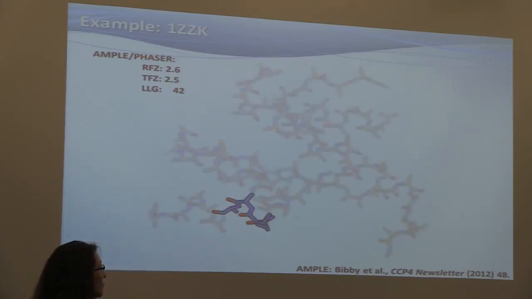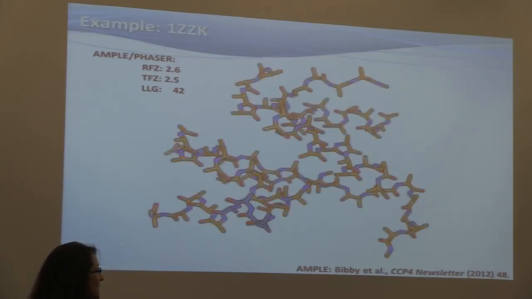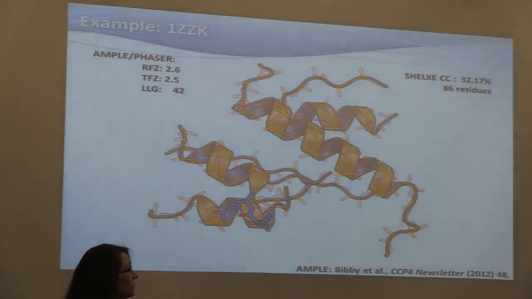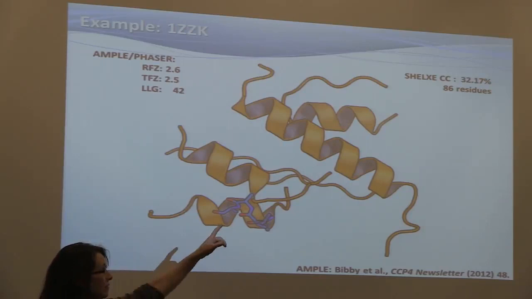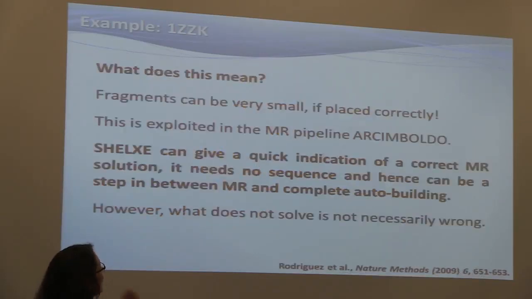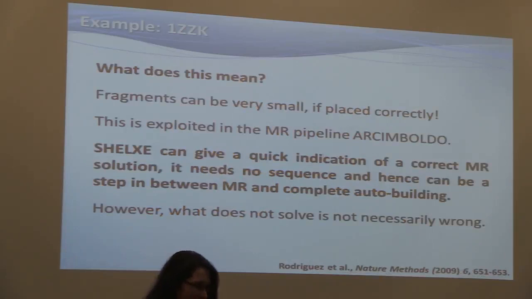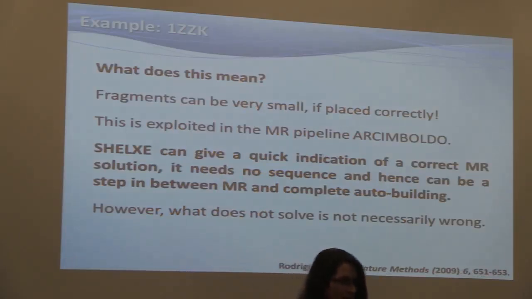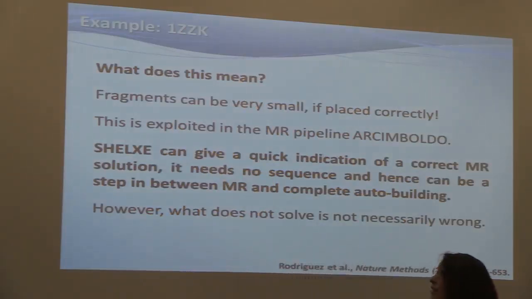Now, if you run this through SHELXE, this is the autotrace. It contains 86 residues, possibly having overtraced on the end. And the CC of trace against native data is 32%, which means the structure has been solved. So what does this mean? The toehold we need to start is sometimes really small, in particular at high resolution. And that can be exploited.